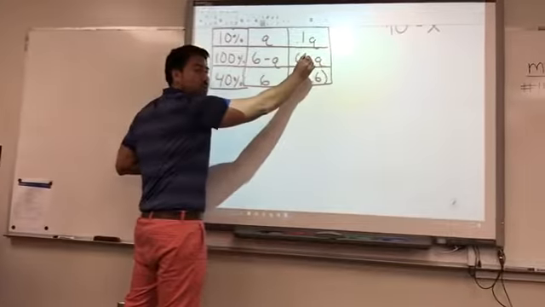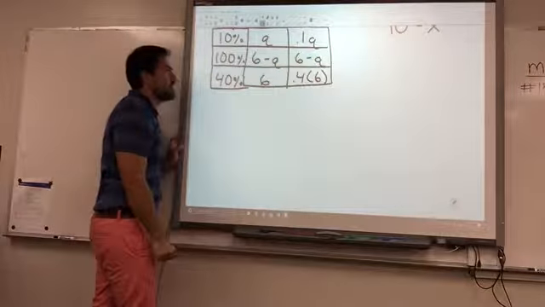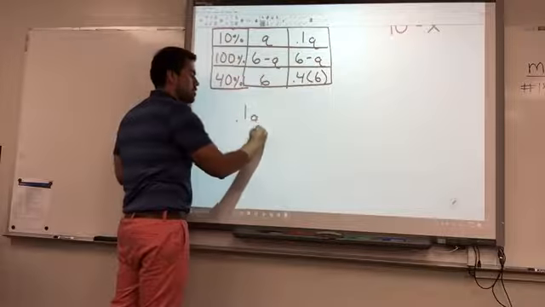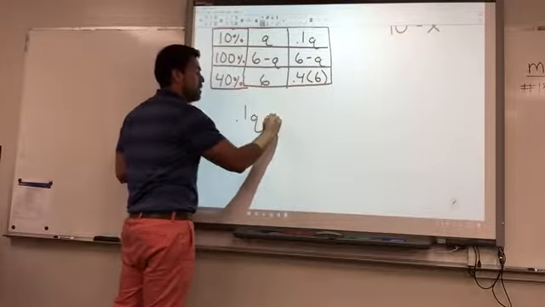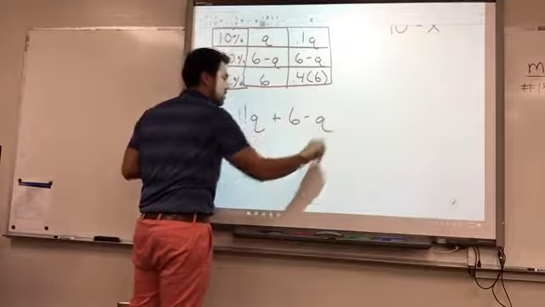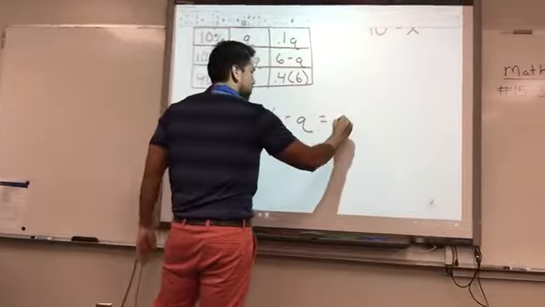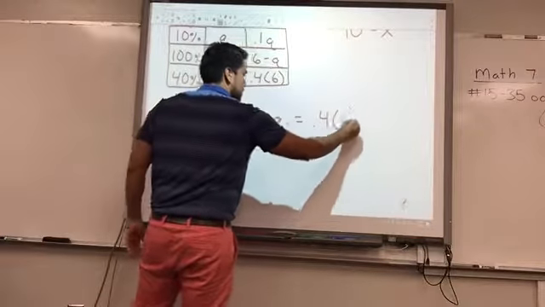The first two rows equal the third row. Okay, ready? 0.1q. So write this down: 0.1q plus 6 minus q equals 0.4 times 6.